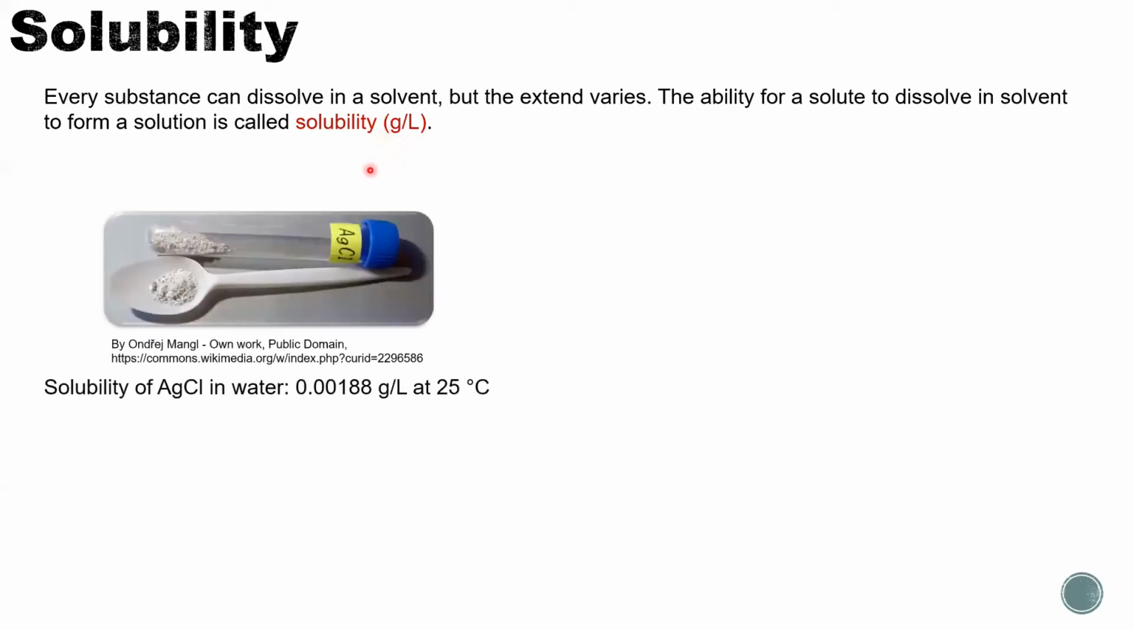For example, if we take a look at this white powder, it's silver chloride. The solubility of silver chloride in water is 0.00188 gram per liter at 25 degrees Celsius. Usually, if the temperature increases, the solubility will increase. So when we say solubility, we indicate the temperature.